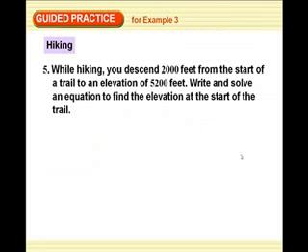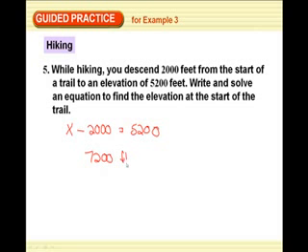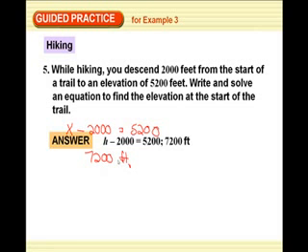While hiking, you descend 2,000 feet from the start of a trail to an elevation of 5,200 feet. Write and solve an equation to find the elevation at the start of the trail. Well, you went down 2,000 feet and you ended up at 5,200. So you are at a certain level minus 2,000 equals 5,200. Well, you have to have a number bigger, so you add 2,000, so you are at 7,200 feet to start with.